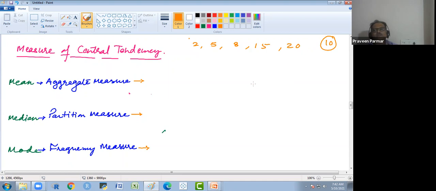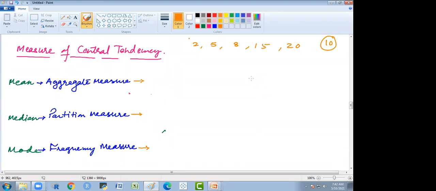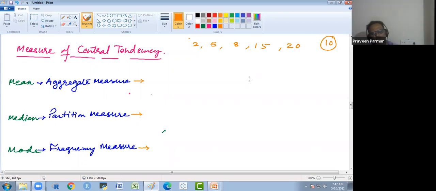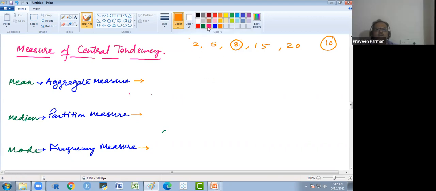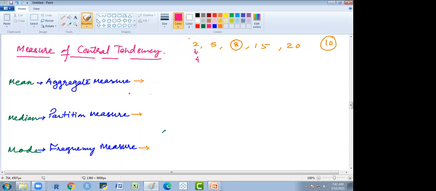And what would be the median? Median is the value of the middlemost term. It is 8. Got it? Now if I change this value, instead of 2, I write 4, will the mean change or not? The mean will change. The median? The median will not change.